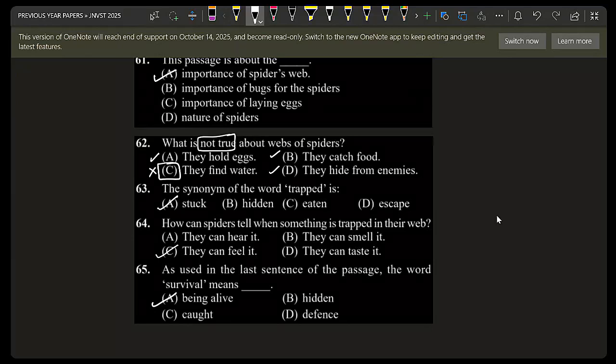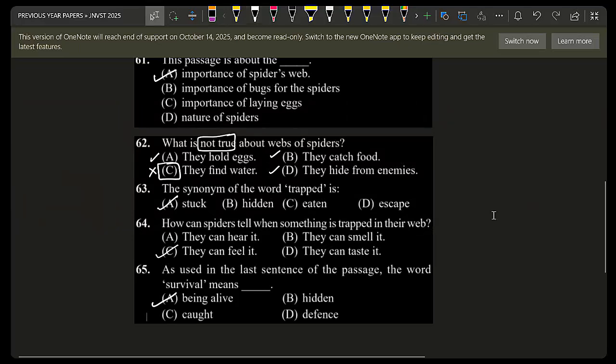Vilochan, what is your doubt? Sir, spiders do not have ears and eyes. Come again? Sir, spiders do not have ears and eyes. So, everything according to the passage we have to go. Whatever information is given in the passage, that we have to study here. So, here they said that when something is stuck, they feel the vibration and they can catch the food.